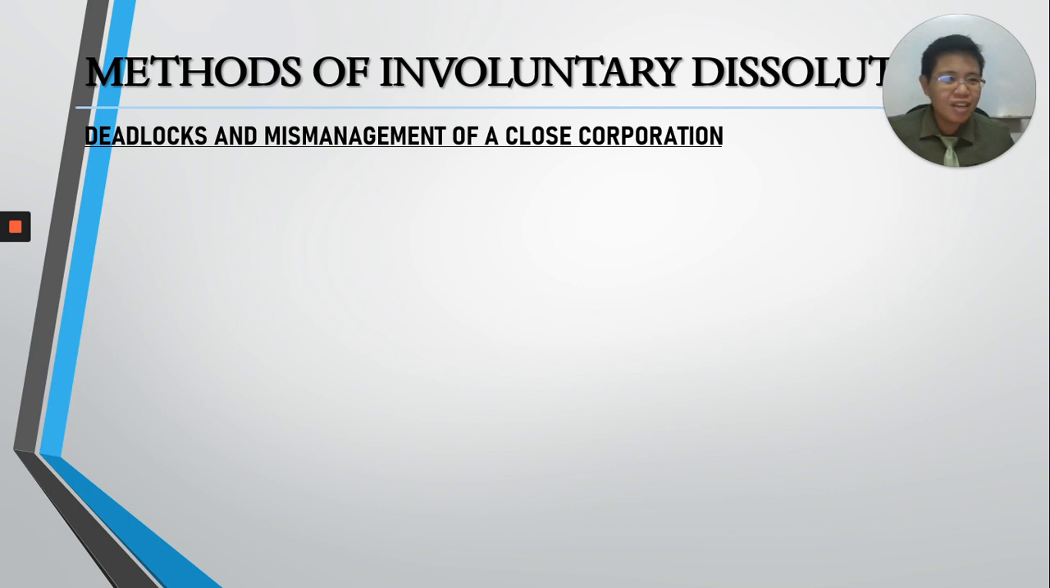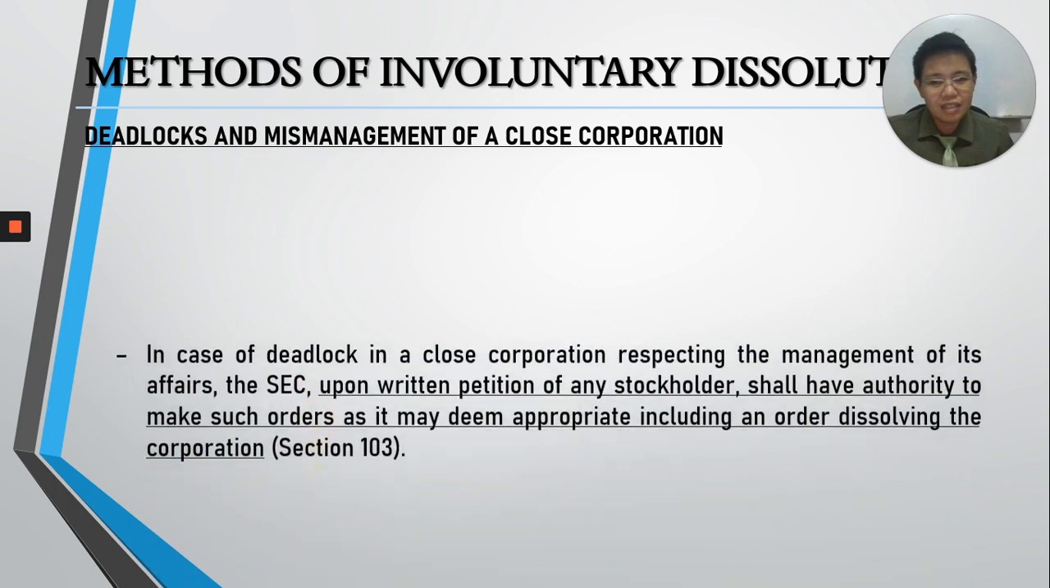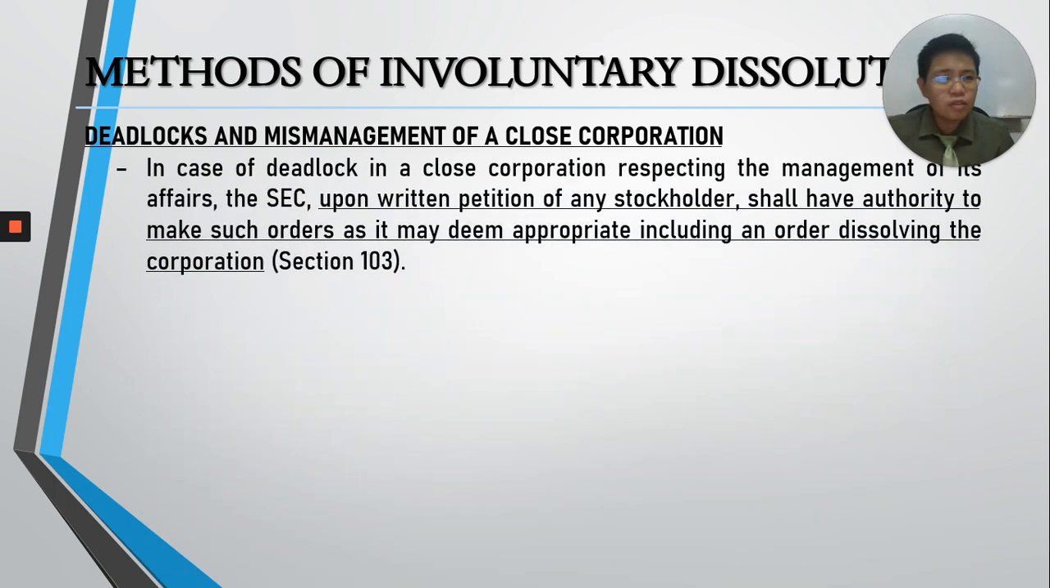So, what else? Deadlocks and mismanagement of a closed corporation. We have just recently discussed this. So, in case of deadlock, yung management is so divided that they cannot pass any action, they cannot approve any action para sa good ng corporation. So, kung nagkaroon na ng deadlock, any stockholder may file a written petition to the SEC. SEC will have the authority or power to arbitrate the dispute, to cancel any order, cancel any resolution, to direct yung stockholder or the corporation to buy yung shares ng isa sa mga stockholders. Anyway, one of the powers also of the SEC in case of deadlocks is to dissolve yung corporation.